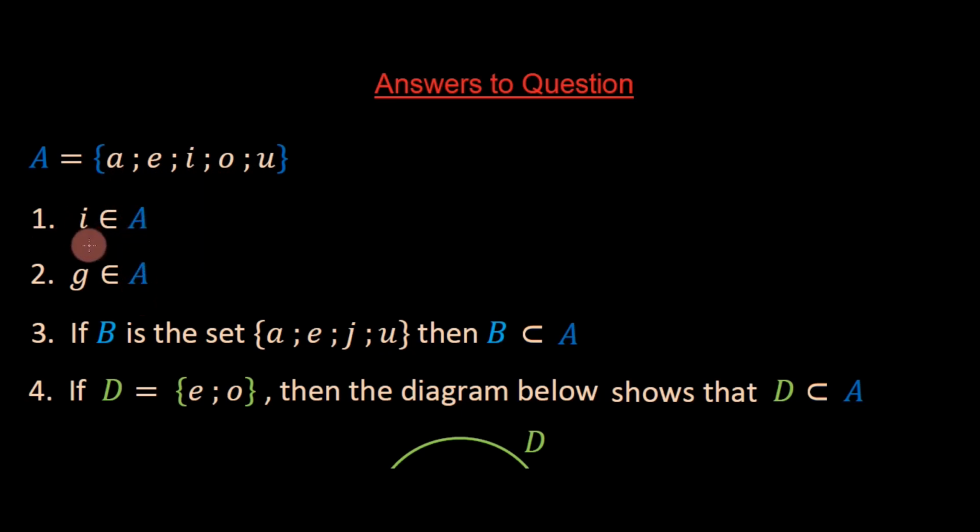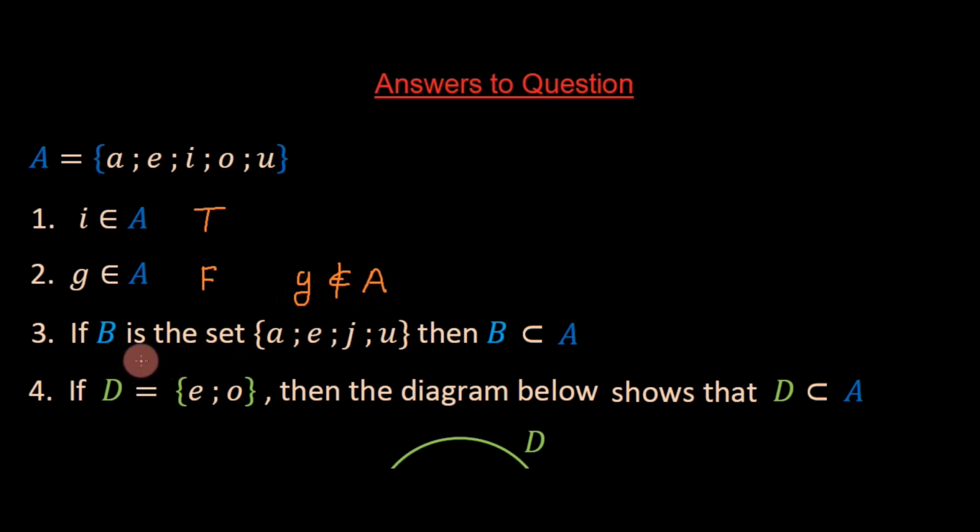In the first one, it says I is an element of A. If we look at the elements of A, we see that I is one of the elements, so this statement is true. In number 2, it says G is an element of A, but G doesn't appear inside the set A, so this is false. We would rather write that G is not an element of A.